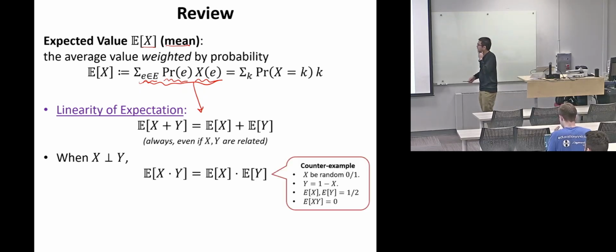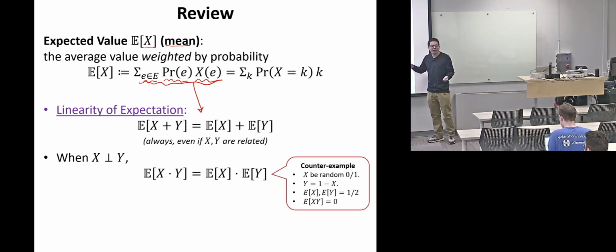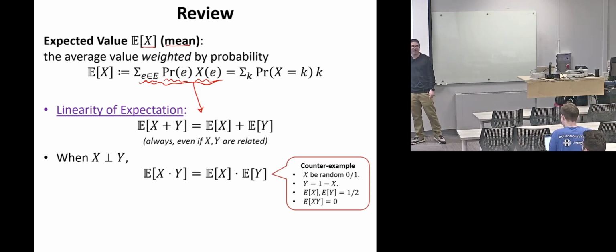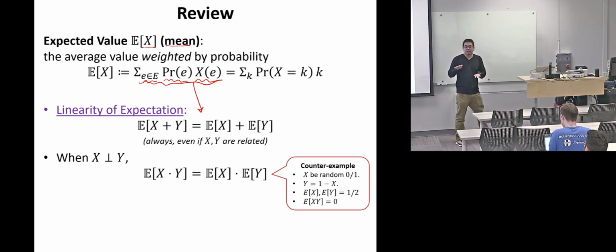For example, think of x as a random coin, which can be 0 or 1, and then I define y to be the flipped bit of x. So you see that both the expectation of x and the expectation of y are just half, right? But the expectation of the product is always 0, because one of them will always be 0. So this is just not true when x and y are related.